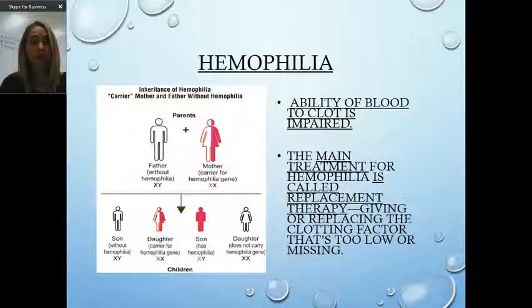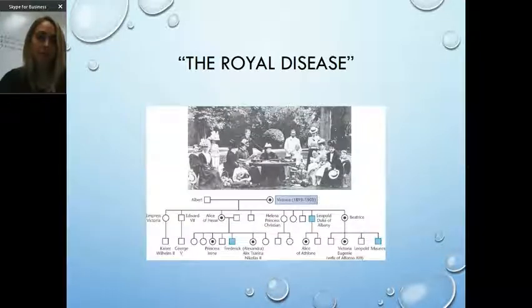The main treatment for hemophilia is called replacement therapy, and it's giving or replacing the clotting factor that's too low or missing. Hemophilia was considered the royal disease because Queen Victoria was a carrier for it in the 1800s. She had a lot of children, and so she passed that disease through and had some daughters that were carriers and some sons that had hemophilia.